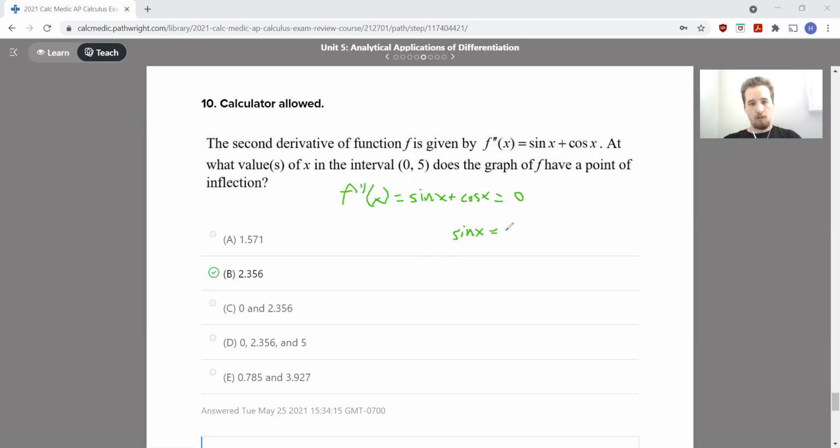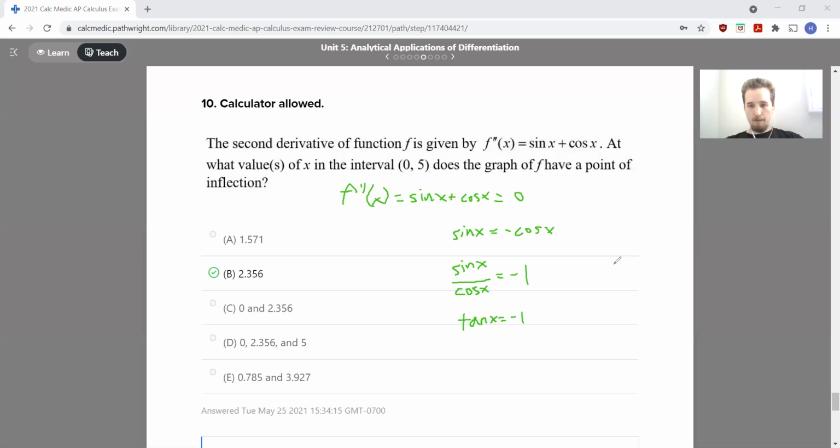We can subtract the cosine of x over, because sine of x plus cosine of x must equal 0. We can divide cosine of x over, and we get sine of x over cosine of x is equal to negative 1. Well, sine of x over cosine of x is just tangent of x. So in other words, we want when tangent of x is equal to negative 1 to get a point of inflection.